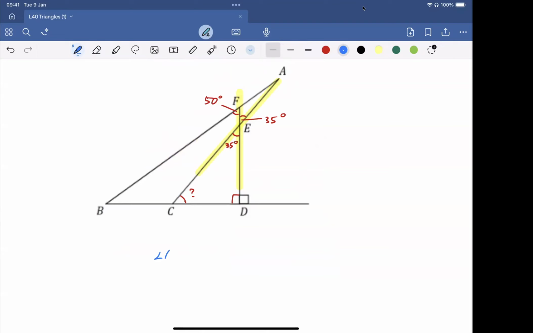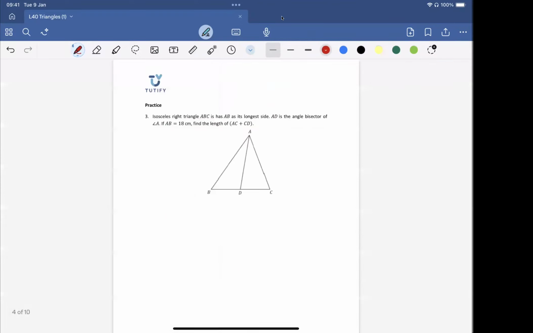Correct. Was it easy or not? Yeah, easy. Well done, Irsyad. Okay, so angle ACD equals to 180 minus 90 minus 35. There you go. Done. Okay, let's try another one.